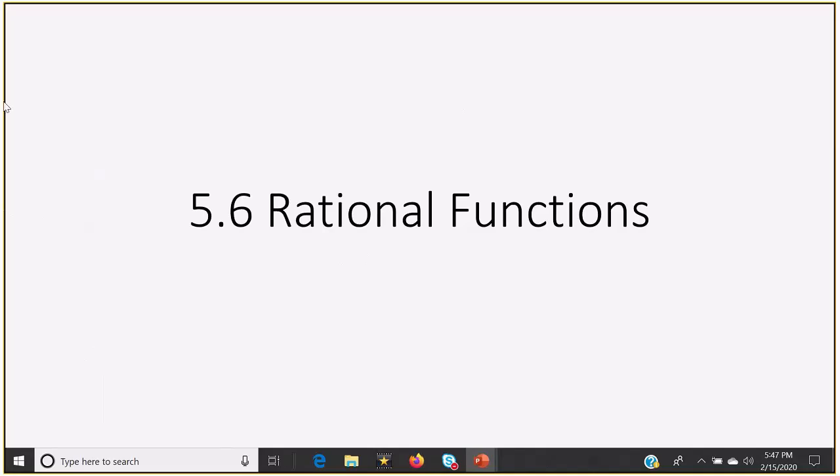5.6 Rational Functions. This is where chapter 5 all comes together. This is what we've been building for. What's an intercept? What's our domain? What's our zeros? What's our multiplicities? We're all going to put them together.